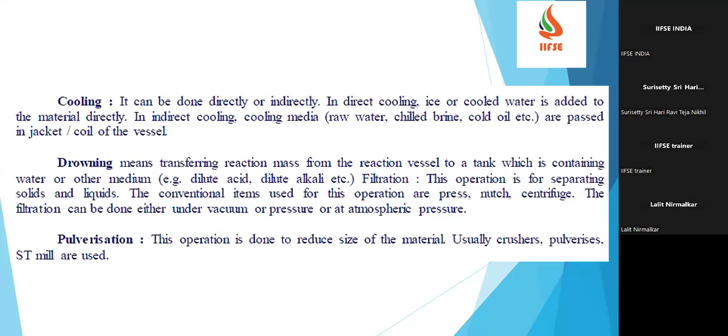Then cooling. Cooling is also the same. It can be done directly or indirectly. In direct cooling, ice or cold water is added to the material. For indirect, we will apply it again on the jacket or the coil. Then drowning means transferring reaction mass from the reaction vessel to a tank which contains water or other medium, which is dilute or acid.